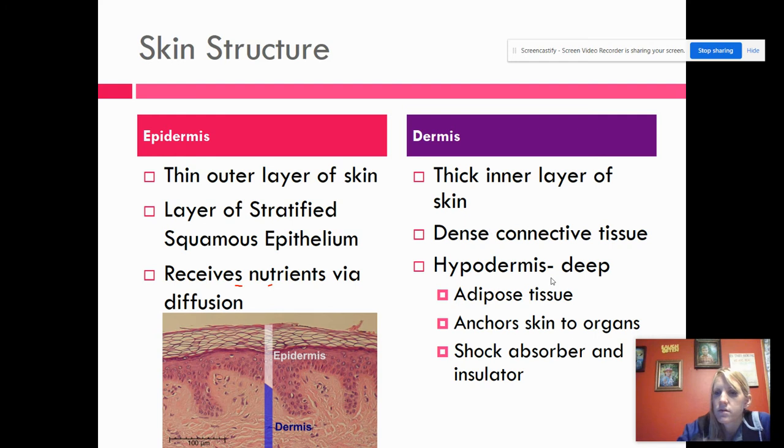Hypodermis is deep, way, way, way on the bottom. And that is made up mainly of adipose tissue. So that's your main insulator there. All the fat tissue is found there. It also helps to anchor the skin to the organs. And it's a shock absorber and insulator.